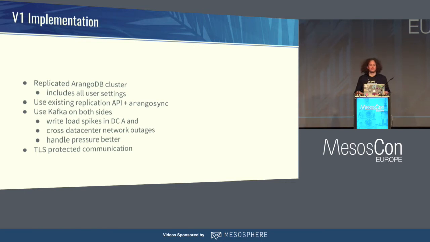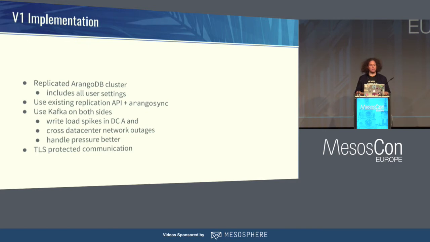The V1 application is to basically take the default ArangoDB clusters, including all user settings, and replicate them to the other data center. And they actually already have an existing replication API called ArangoSync, which used to be used to sync clusters if you restarted or you wanted to switch between different versions, for example. In this new scenario, it uses Kafka on both sides. ArangoSync on the one side will write all changes into the Kafka queue, and on the other side, the other ArangoSync will read it out of it and apply it to the other cluster.